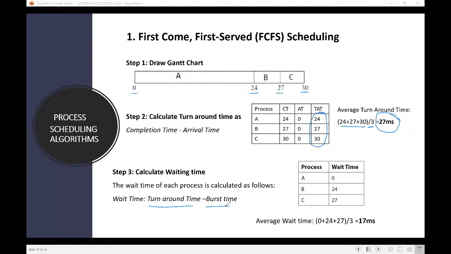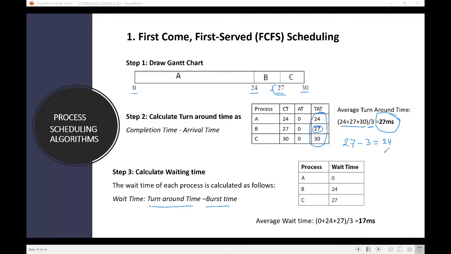Then process B has spent how long? So we take 27, which is the TAT here. Then we subtract the burst time, which is 3. Now it's 27 minus 3, and we get 24. So 24 is the wait time for process B, which means process B has spent 24 milliseconds waiting to execute.